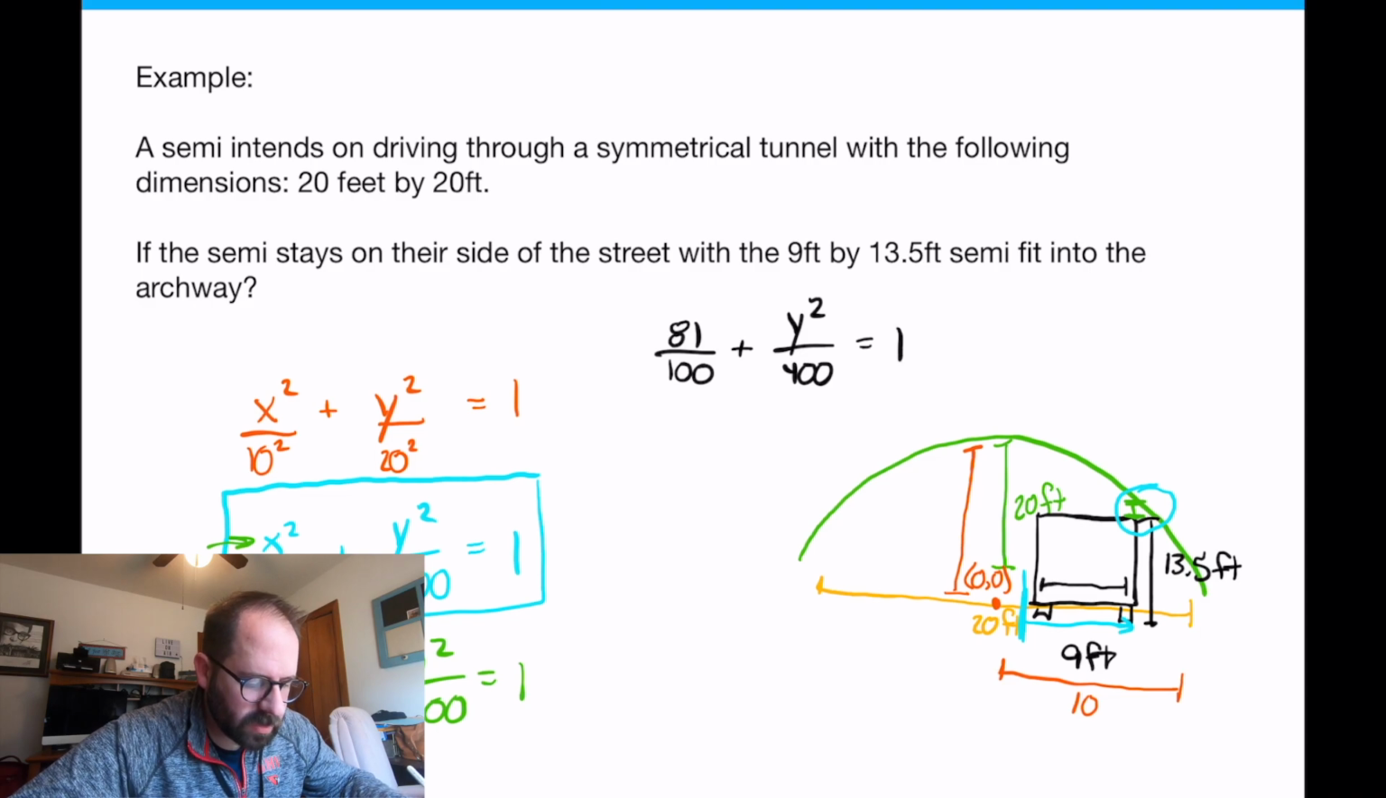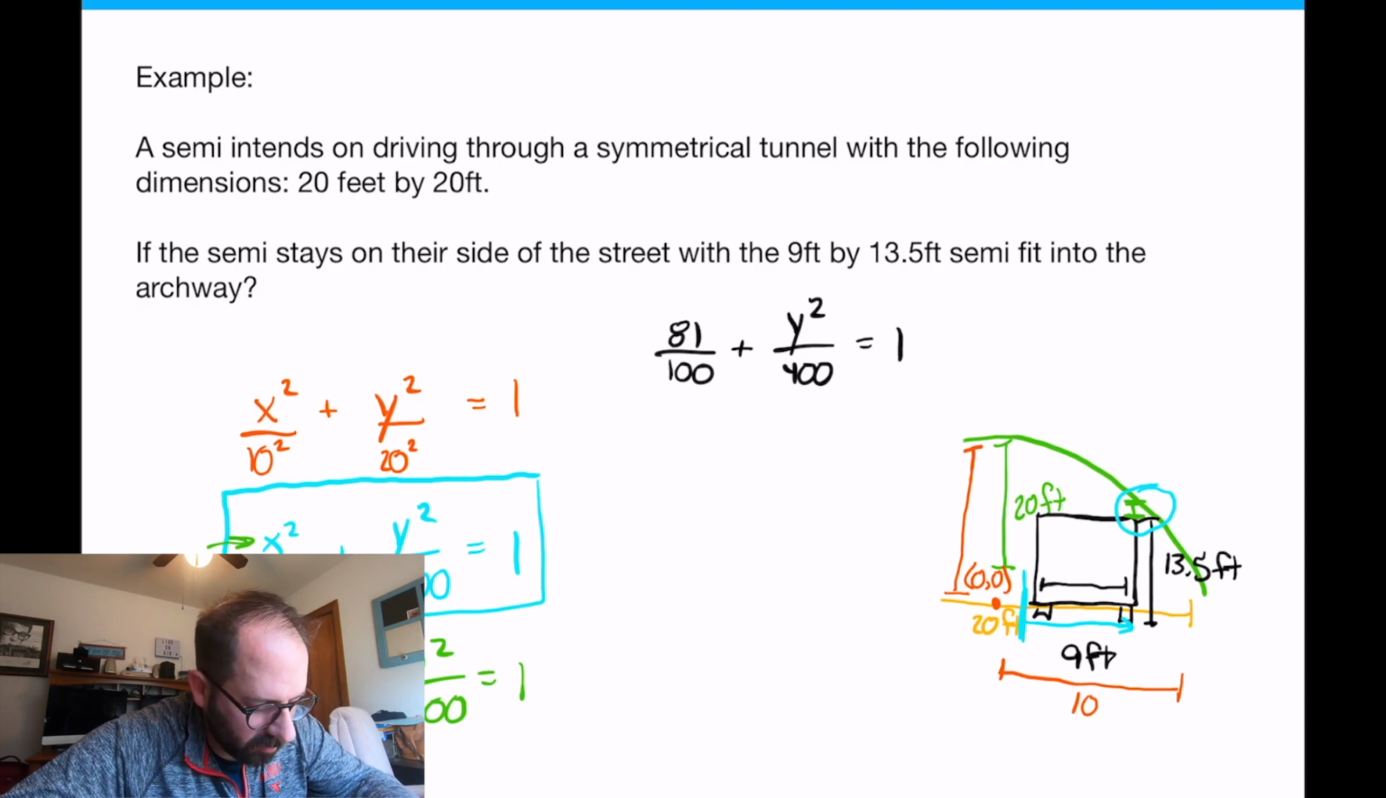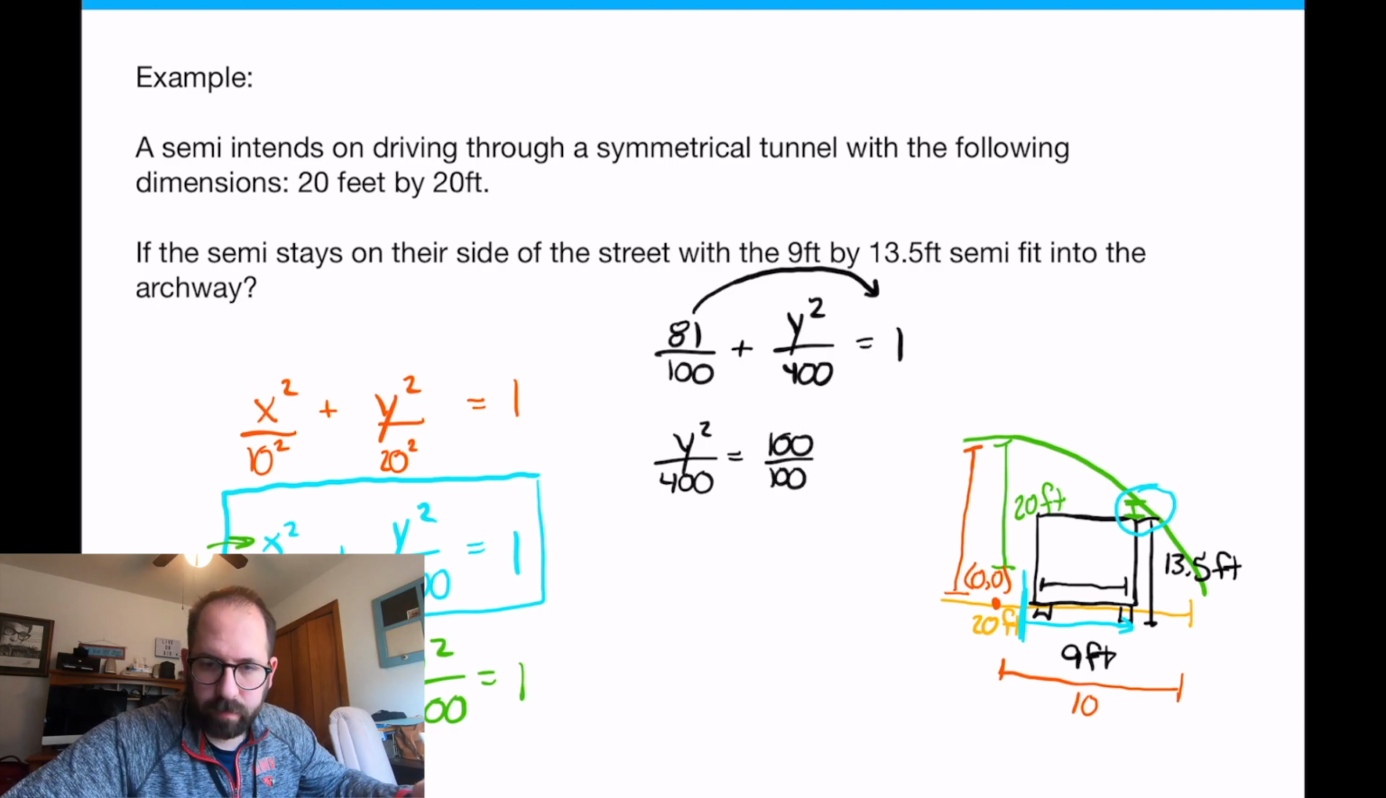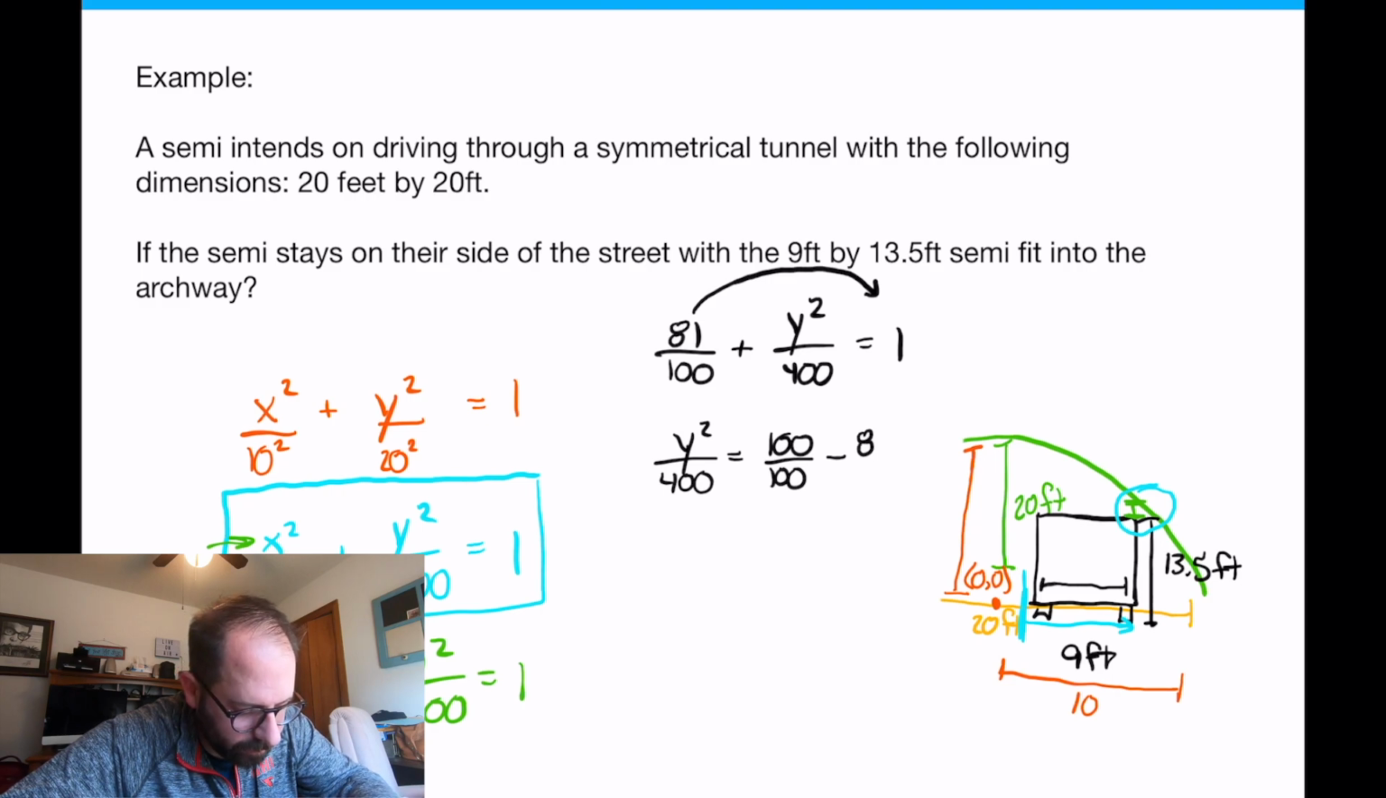Okay, so to solve this thing out, I'm going to erase a little bit. We don't need this extra side of the bridge. I'm going to move the 81 over 100 over. So I'm moving this over, and it will subtract. Now, how you subtract fractions, I'm going to make the number 1 into 100 over 100, because 100 divided by 100 is 1. And I'm going to subtract the 81 over 100.